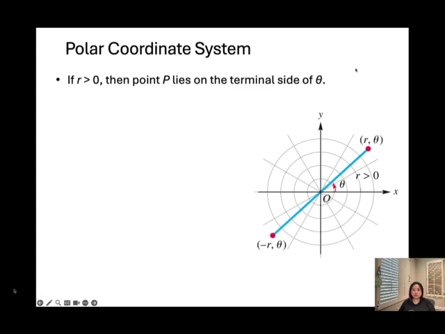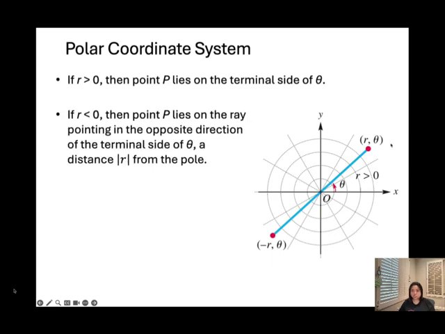In the polar coordinate system, if r is strictly greater than 0, then point P lies on the terminal side of theta. So let's say we have a point P, r and theta. r is the distance starting from O to here, and theta starts from the positive x-axis until the terminal side. This is when r is strictly greater than 0.